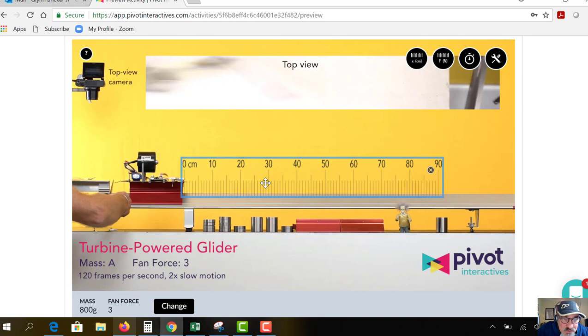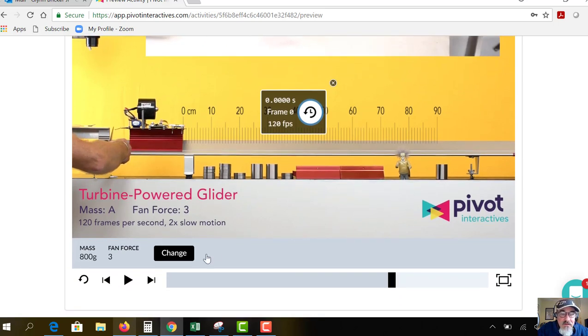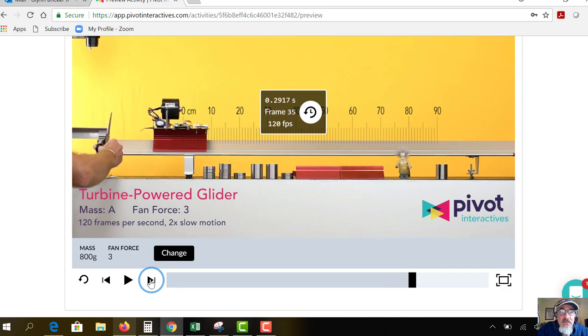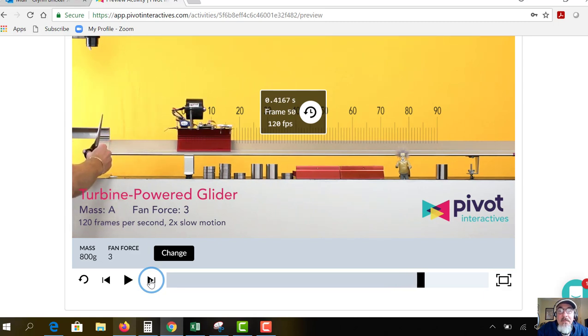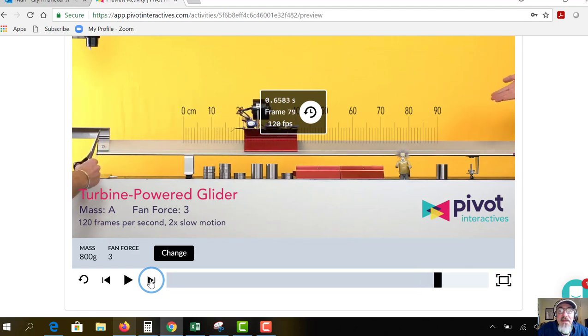Okay, so I'm putting this at the 0 mark, the very leading edge of the cart, and I also have a stopwatch here. So I can reset it to 0, and then I can let this thing go down the track. So advance it frame by frame if you want. So 0.0083 seconds. It's moving, and there we go. So we're starting at t is equal to 0, and the x coordinate is 0.